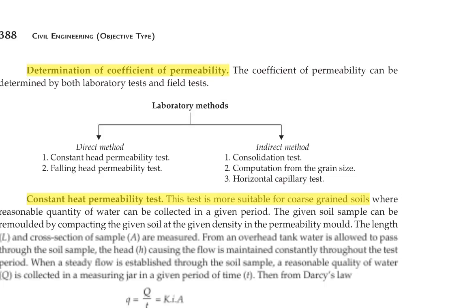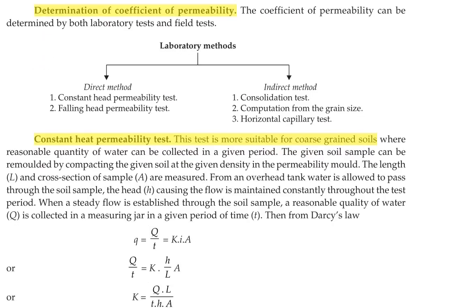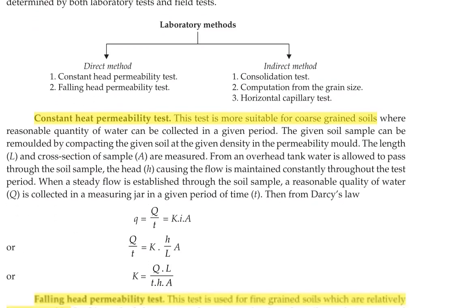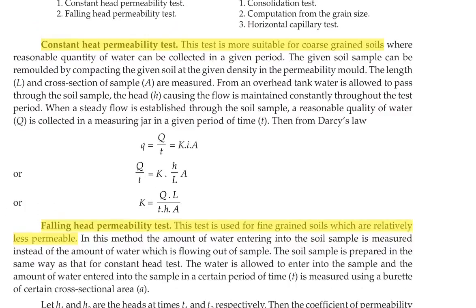Next we are going to see determination of coefficient of permeability in laboratory tests. In laboratory tests there are two methods, namely direct method and indirect method. In direct method we have two methods, constant head permeability test and falling head permeability test. In indirect method we have three tests, namely consolidation test, computation from the grain size and horizontal capillarity test. So first we are going to see constant head permeability test.